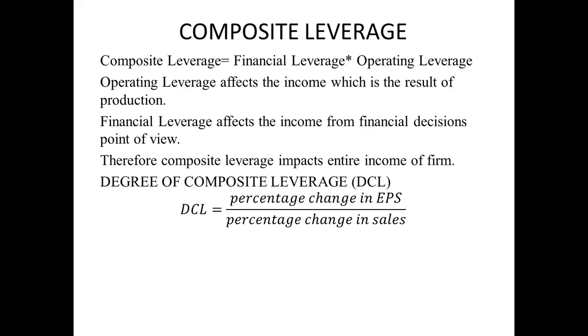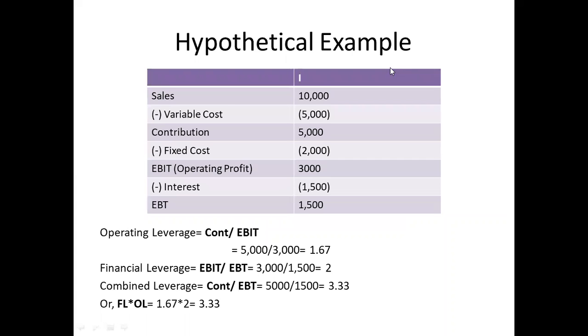The degree of composite leverage can be calculated as follows. It is percentage change in EPS divided by percentage change in sales, and we can calculate composite leverage by financial leverage multiplied by operating leverage. So now we'll quickly go through all the three leverages, that is operating, financial and combined.